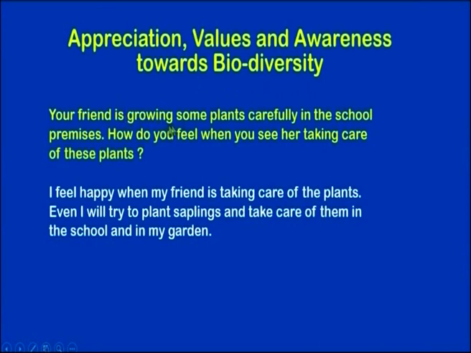Appreciation, values and awareness towards biodiversity. Your friend is growing some plants carefully in the school premises. How do you feel when you see her taking care of these plants? I feel happy when my friend is taking care of the plants. Even I will try to plant saplings and take care of them in the school and in my garden.